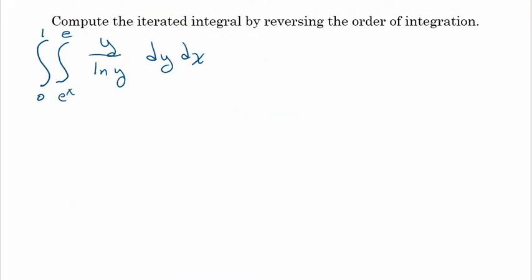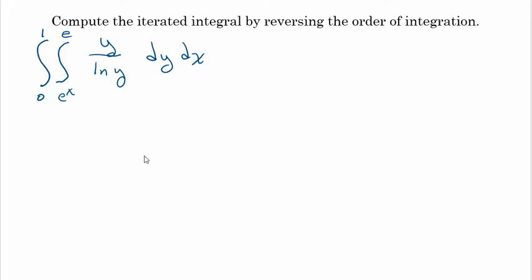All right, let's try another one of these. Compute the iterated integral by reversing the order of integration. So first notice the order that it's in right now, we'd have to integrate this with respect to y, which looks a little yucky. If I could switch this order and integrate with respect to x first, this would just be a constant, and that would be super easy integration.